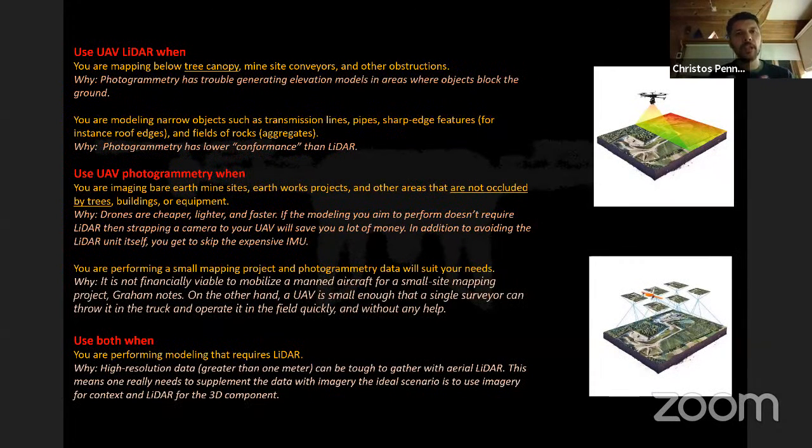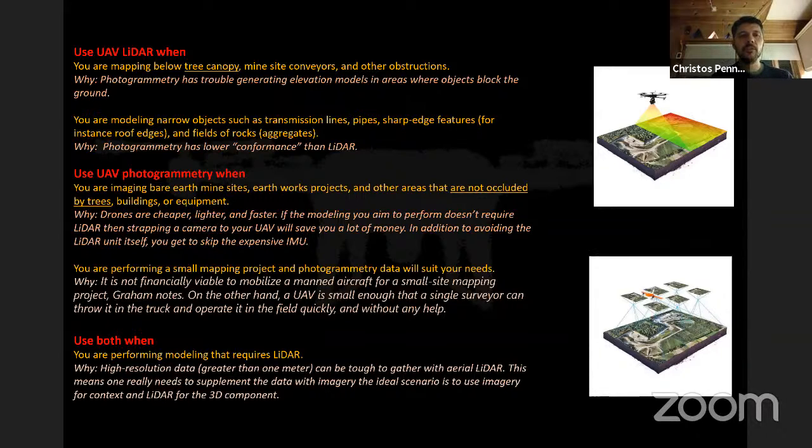So when do we use LiDAR compared to normal photogrammetry means? We should use LiDAR when we are mapping below tree canopy, like mine sites, conveyors, and other obstructions. Why? Because photogrammetry has trouble generating elevation models in areas where objects block the ground. Also, we should use LiDAR when we are modeling narrow objects, such as transmission lines, pipes, salvage features, etc. And this is because photogrammetry has lower conformance compared to LiDAR.